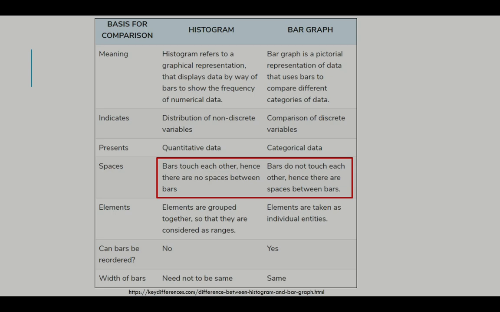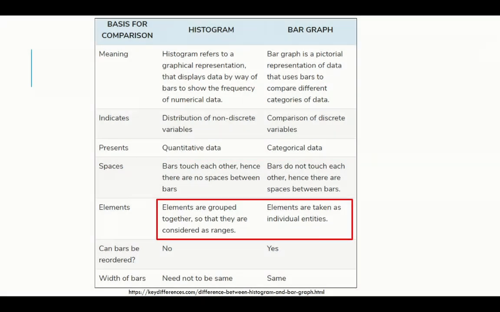There's no space between bars, except there could be a missing bin, right? If nobody's in that bin, but the bin is still there. But with a bar graph, the bars do not touch each other. There are spaces between the bars. With respect to the elements, with the histogram, the elements are grouped together so that they're considered as ranges. But with the bar graph, elements are taken as individual entities.